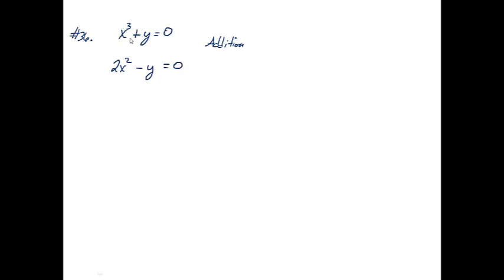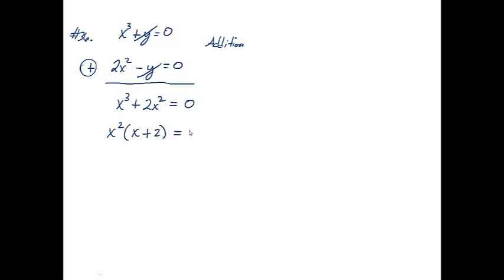So this has a coefficient of 1. This is negative 1. So they're already the same with opposite signs. So I'm going to go ahead and add these equations, and I get x to the third plus 2x squared equals 0. And then from here I've got to solve for x, right? So I'm going to factor out an x squared, and I have x plus 2 equals 0. So x squared is set equal to 0, as well as x plus 2 equals 0.